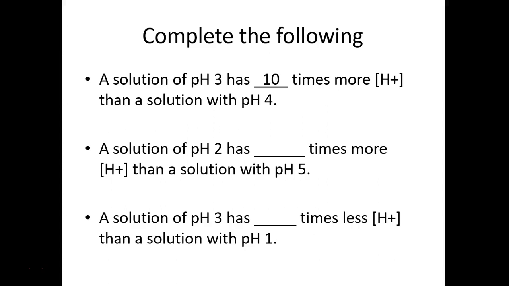A solution with a pH of 2 has blank times more hydrogen ions than a solution with a pH of 5. Well, that is a difference of 3 units, or 10 to the third, or 1,000 times more than a solution with a pH of 5. And a solution with a pH of 3 will have 100 times less than a solution with a pH of 1.